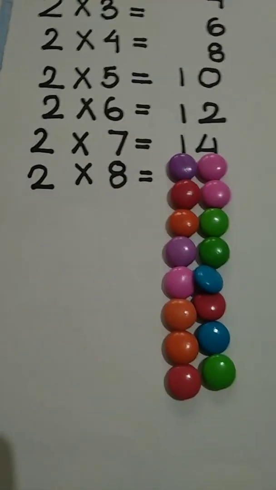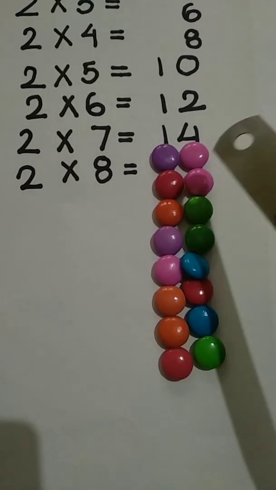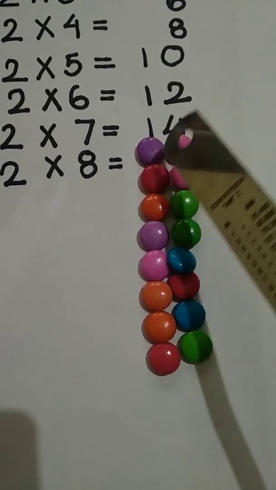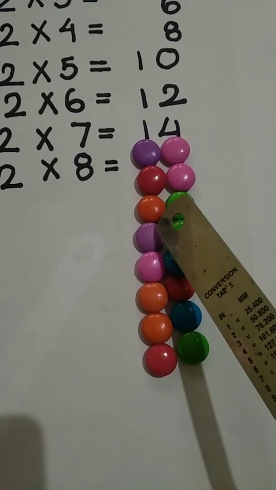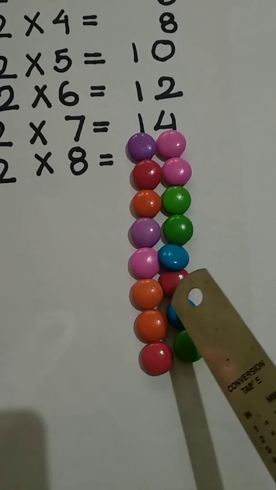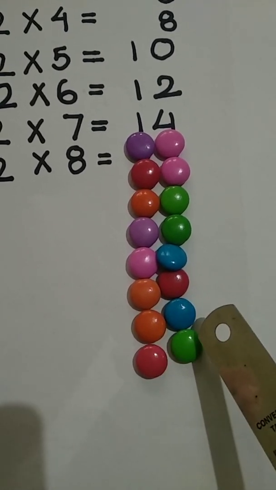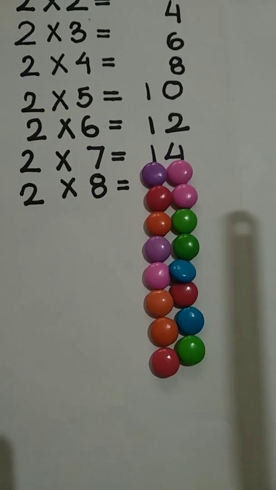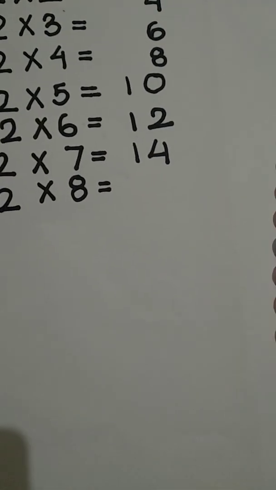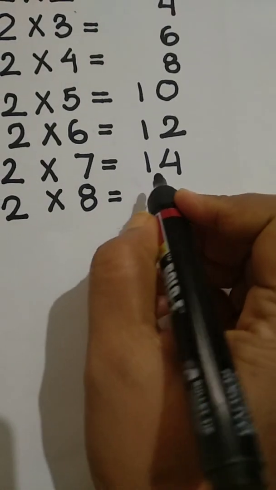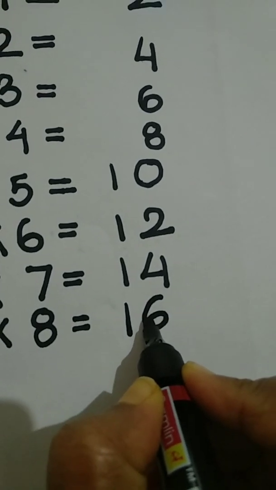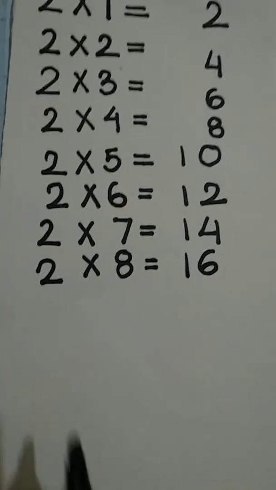Now let us count how much is 8 times 2, or 2 eights are. 1, 2, 3, 4, 5, 6, 7, 8, 9, 10, 11, 12, 13, 14, 15 and 16. Yay! So 2 eights are 16. Let us write 16 over here. 2 eights are 16.